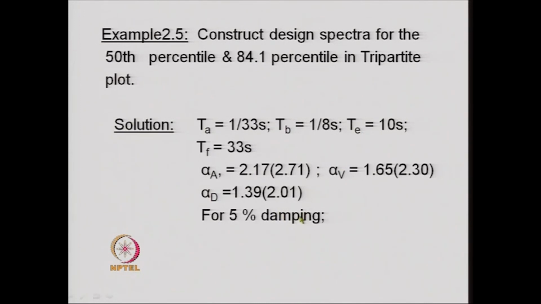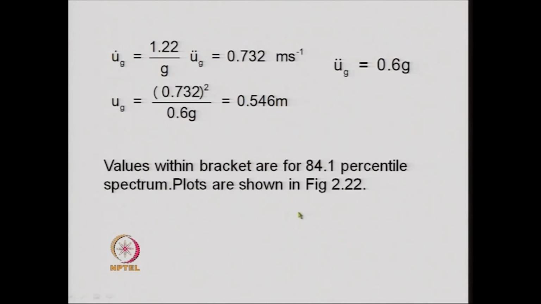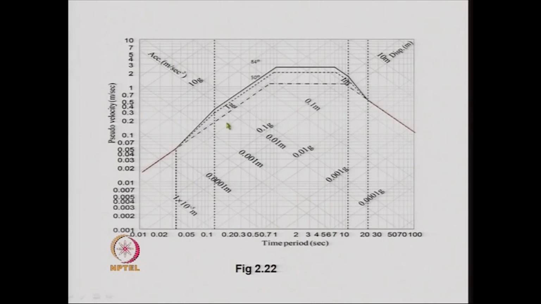and the damping was considered 5%. So what we did is that the peak ground acceleration was given, and with the help of that we obtained the peak ground velocity and peak ground displacement using the empirical relationship that I have shown before. And then we plotted the two spectra.